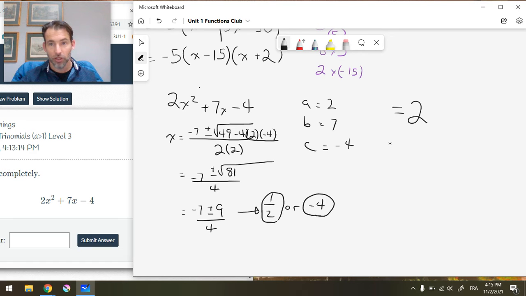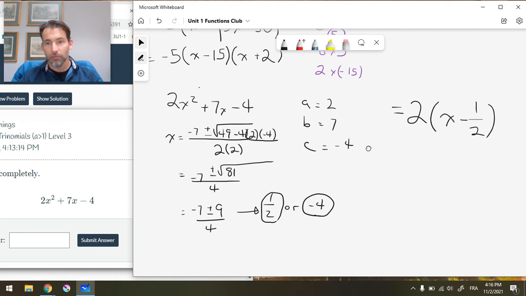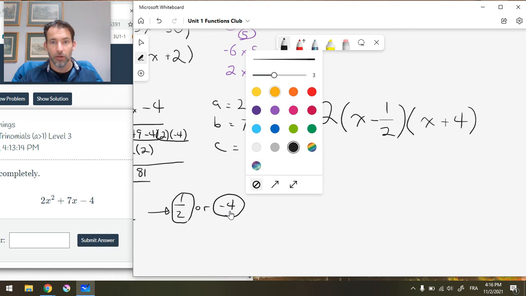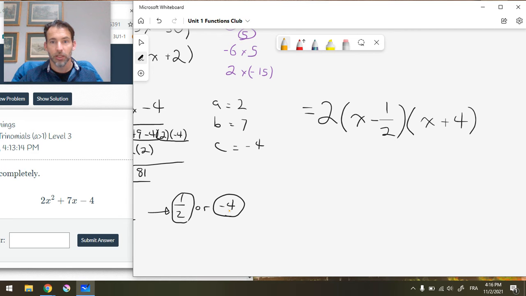This stretch factor just comes over. It's 2 multiplied by x minus the first root, minus 1/2, multiplied by x minus the second root, which would be x plus 4. Okay? Remember, these are sign flippers. In the factored form of the quadratic, the general factored form looks like this.